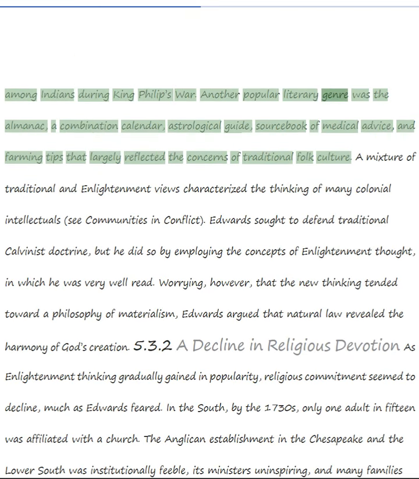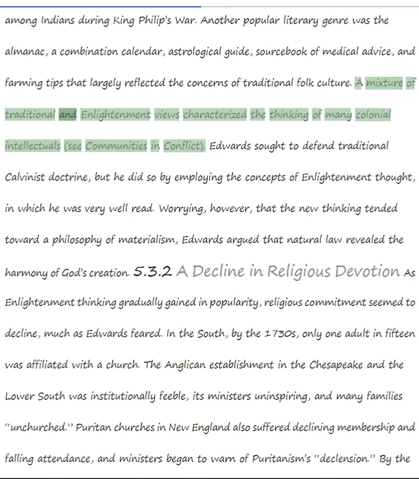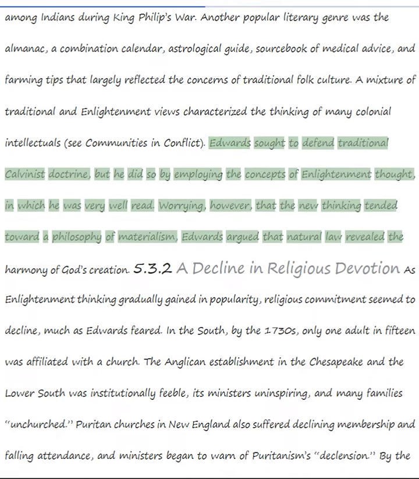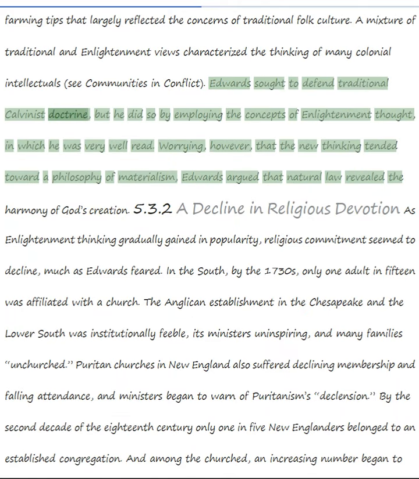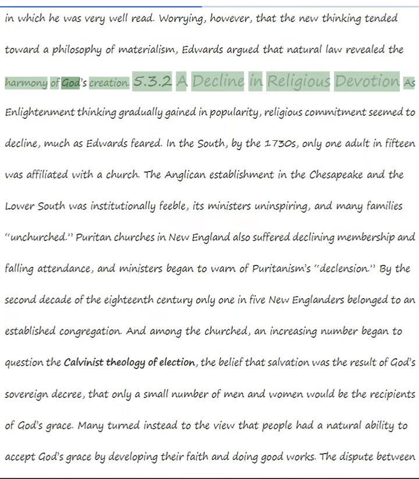Another popular literary genre was the almanac, a combination calendar, astrological guide, sourcebook of medical advice, and farming tips that largely reflected the concerns of traditional folk culture. A mixture of traditional and Enlightenment views characterized the thinking of many colonial intellectuals. Edwards sought to defend traditional Calvinist doctrine, but he did so by employing the concepts of Enlightenment thought, in which he was very well read. Worrying, however, that the new thinking tended toward a philosophy of materialism, Edwards argued that natural law revealed the harmony of God's creation.